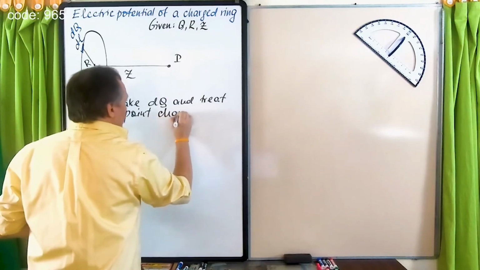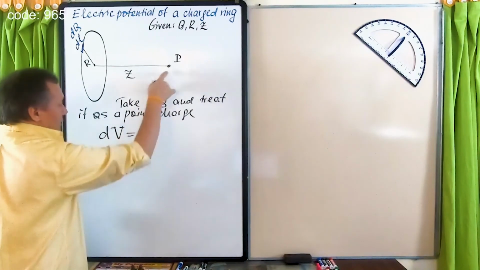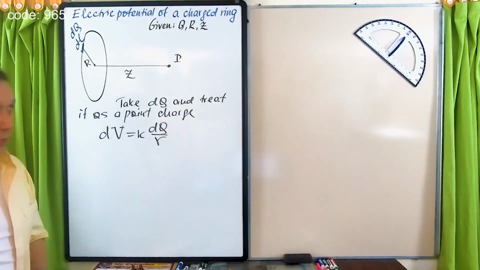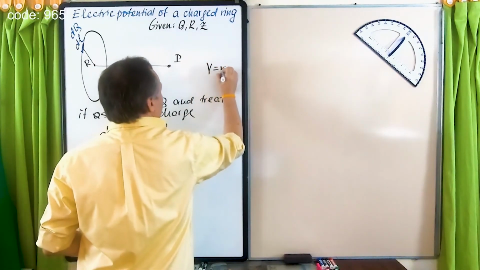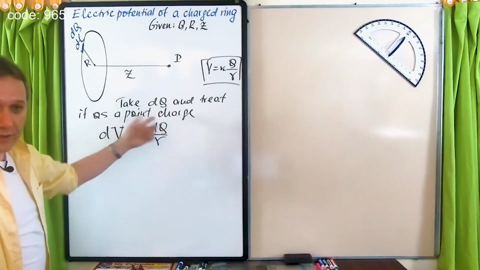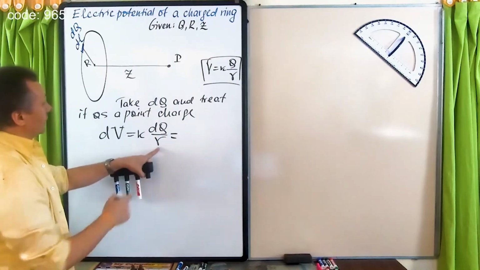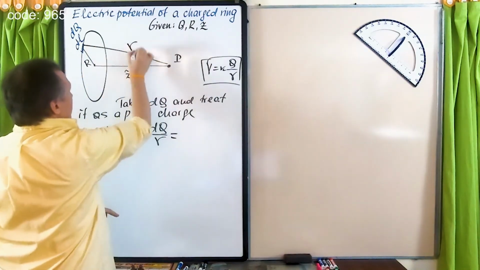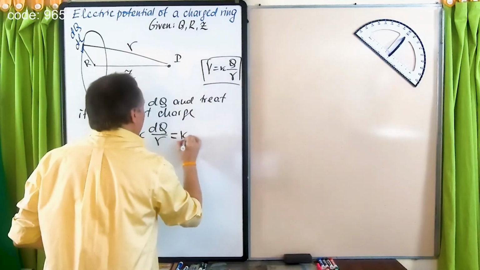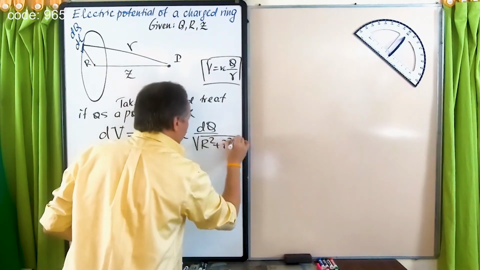Point charge. So if it's a point charge, we can write down the expression for the electric potential at this point. It will be k dq over r, the formula which we derived for a point charge. You remember, V equals kQ over r. So I just now apply it for dq. And of course we need to write it in terms of what is given. So r squared equals R squared plus z squared, so r equals the square root of R squared plus z squared.